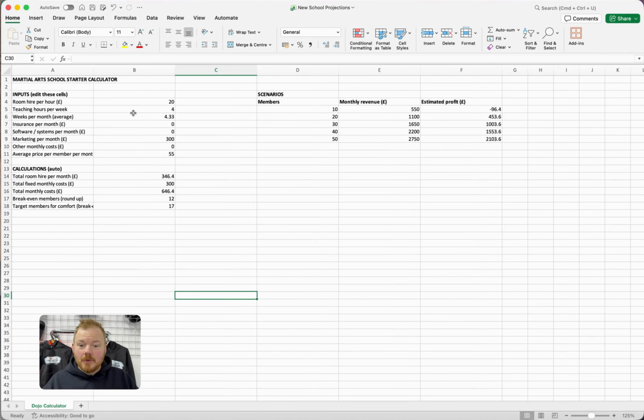So the idea is you have to work out, this is based on a part-time facility. So a part-time facility would be like a school hall or church hall, something like that. So when you are in one of those places, you have a per hour cost. Now I've put this down as £20 per hour. Now this can actually be pretty high in some areas, and it can be pretty low in other areas.